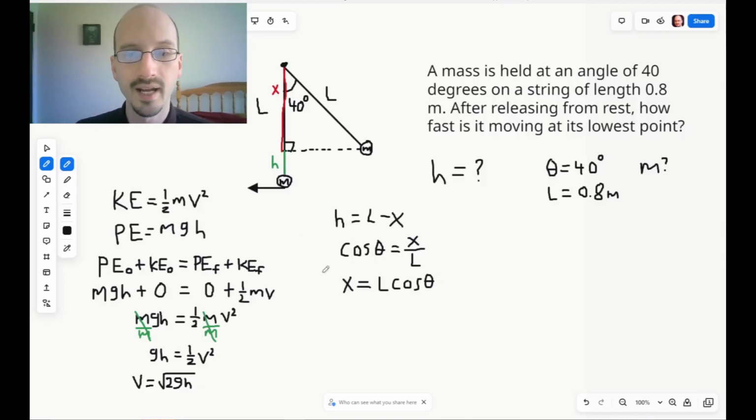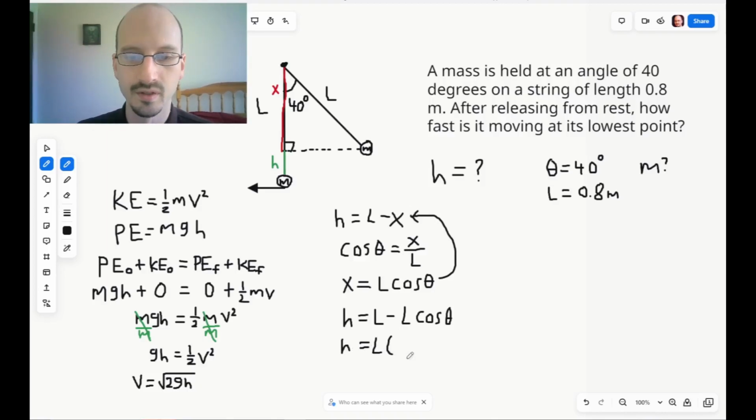All right, now that we have an expression for x, we can substitute it up back here, and we get h is equal to L minus L cosine theta. And we can even simplify that by factoring out the L. h is equal to L times (1 minus cosine theta).